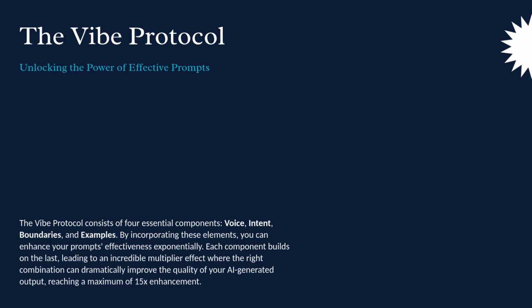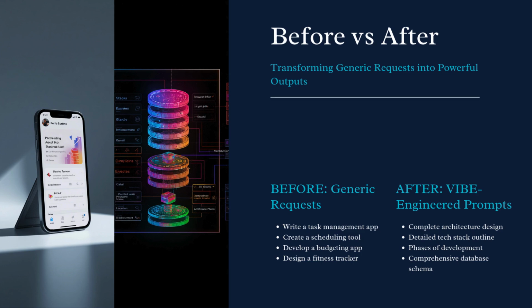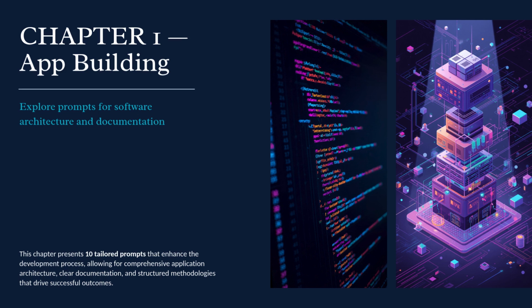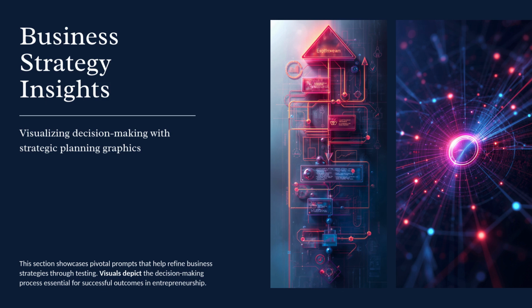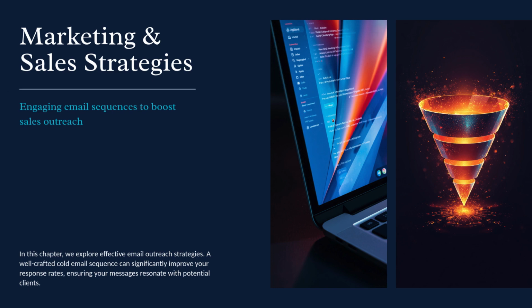Chapter 2, Content Creation and Copywriting. Viral hooks, long-form articles, email newsletters, sales pages, SEO content, brand voice. Here is what most people type when they want a LinkedIn post. Write a LinkedIn hook about AI tools. The output, AI tools are changing the business landscape in 2026. Here is what you need to know.